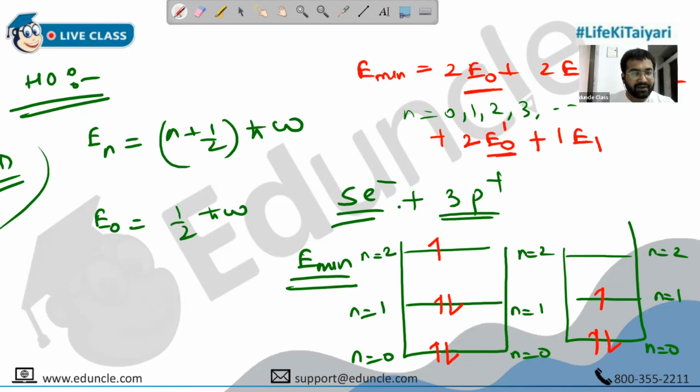So here you would have written E naught dash and E1 dash, because protons will have different energy in boxes, but here they will have same energy. So here we will just write it. Okay, bas then. So whatever is the answer. Clear, people? Any questions, anyone?